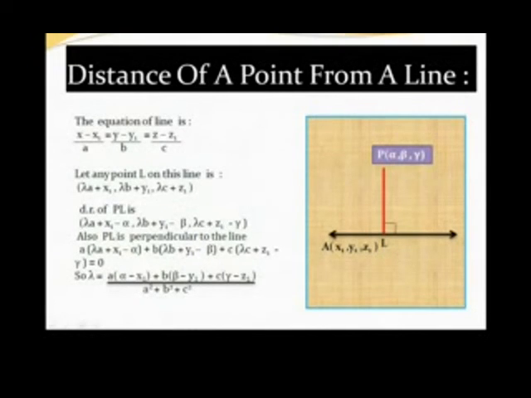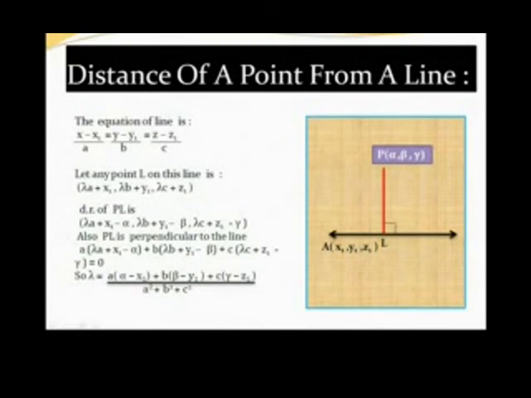And so from this we get the value of lambda equal to a times (alpha minus x1) plus b times (beta minus y1) plus c times (gamma minus z1), whole divided by a square plus b square plus c square. Thus from this we get the value of lambda equal to this expression, and when we put the value of lambda over here we get the coordinates of point L. Now using the distance formula we can find out the value of the length PL.